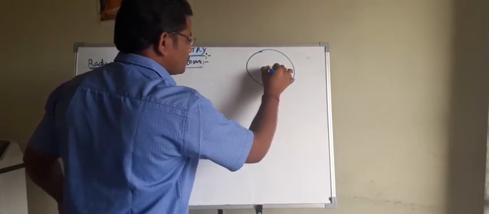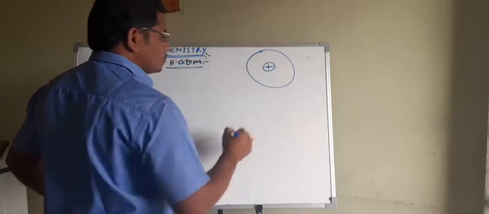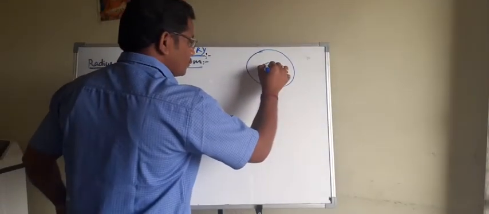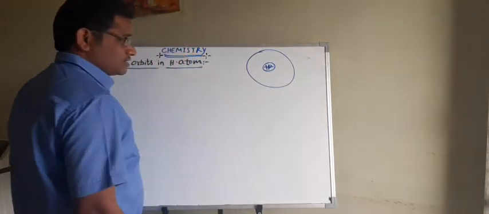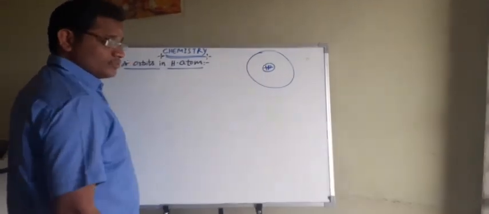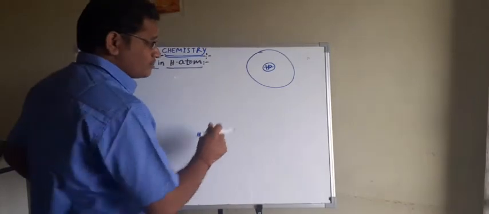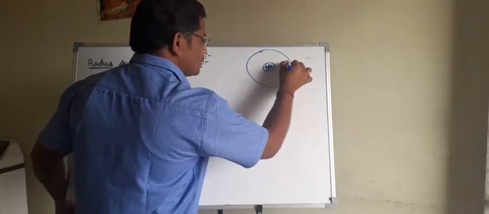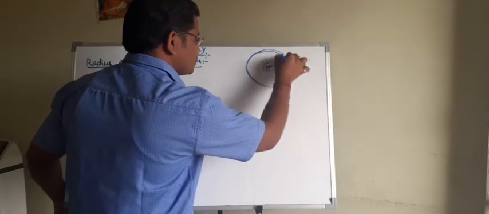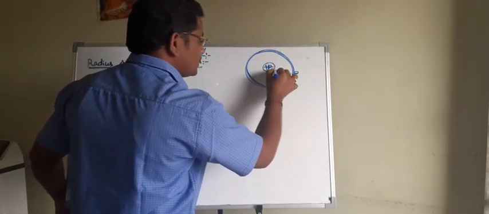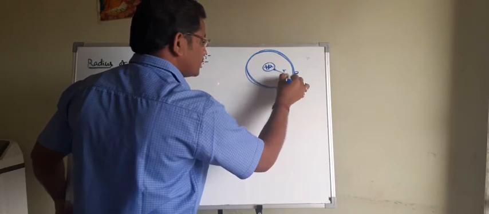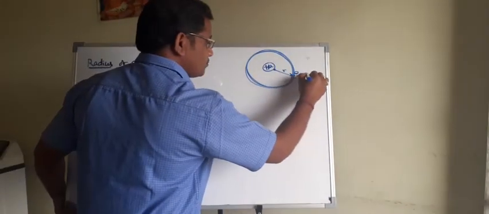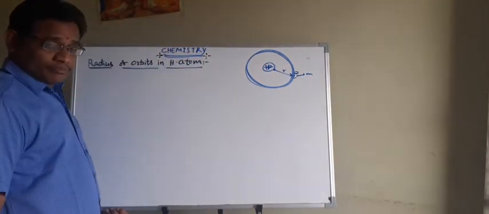So this is the hydrogen atom. It contains a positively charged nucleus. The nucleus contains one proton having the positive charge, and negatively charged electrons are revolving around the nucleus in a circular path with the radius r, having the mass of electron m.